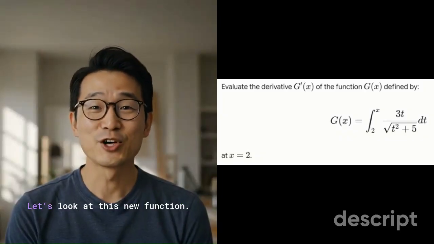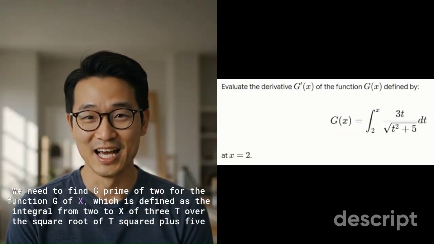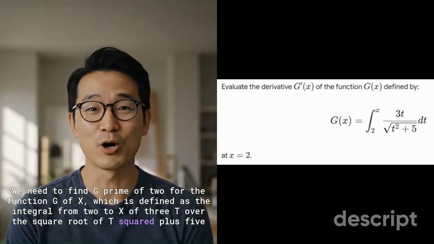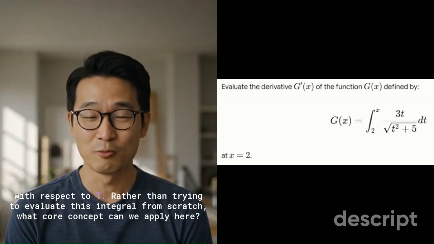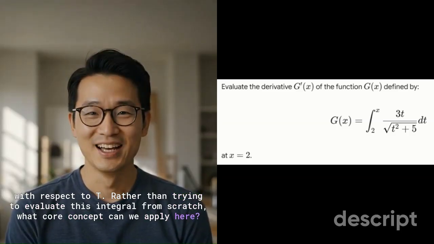Alright, Nolan. Let's look at this new function. We need to find g prime of 2 for the function g of x, which is defined as the integral from 2 to x of 3t over the square root of t squared plus 5 with respect to t. Rather than trying to evaluate this integral from scratch, what core concept can we apply here?